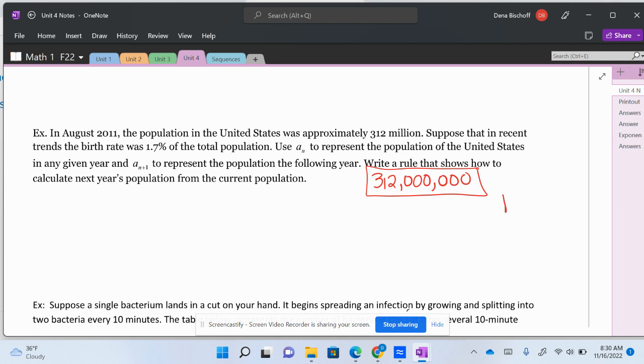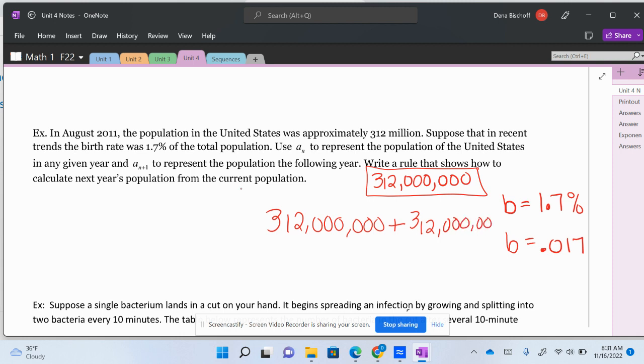So we need to figure out what our base is, what our multiplier is. Well, our multiplier is 1.7%. How do I turn that into a decimal? I move the decimal place over 2 times to the left. So B equals 0.017. That's my multiplier. However, if you think about this, I'm going to take the population that I have right now, and to that, I'm going to add 1.7% of that population. So like this number times the 0.017.